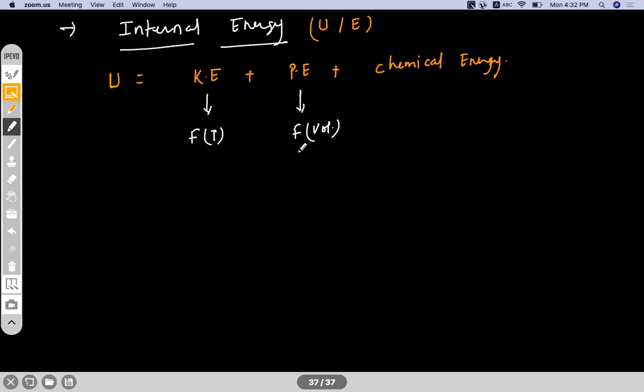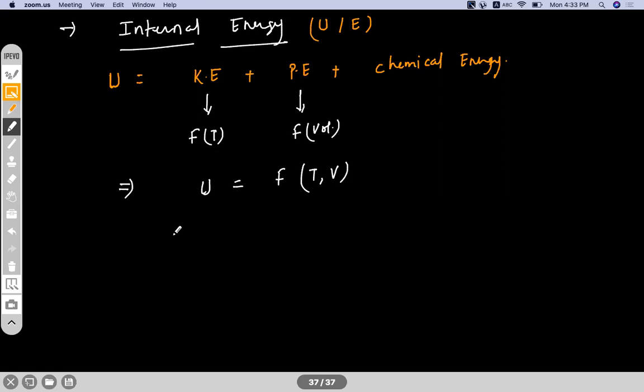Did you understand why volume? If volume changes, the relative distance between the molecules changes, and then potential energy also changes. So basically, from this point we can write that internal energy U for any system is a function of temperature and volume.